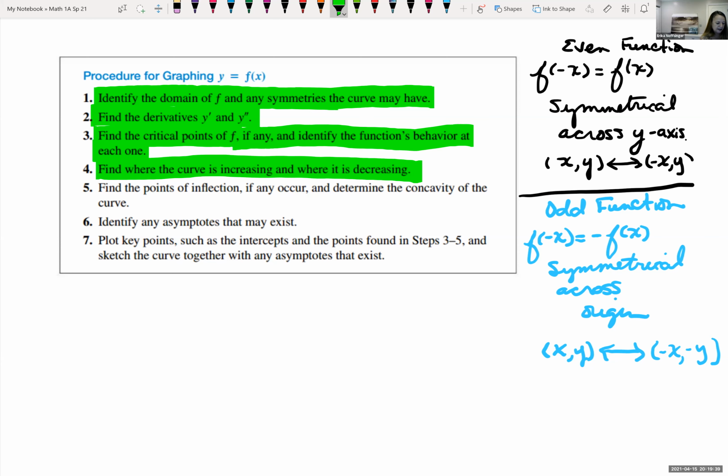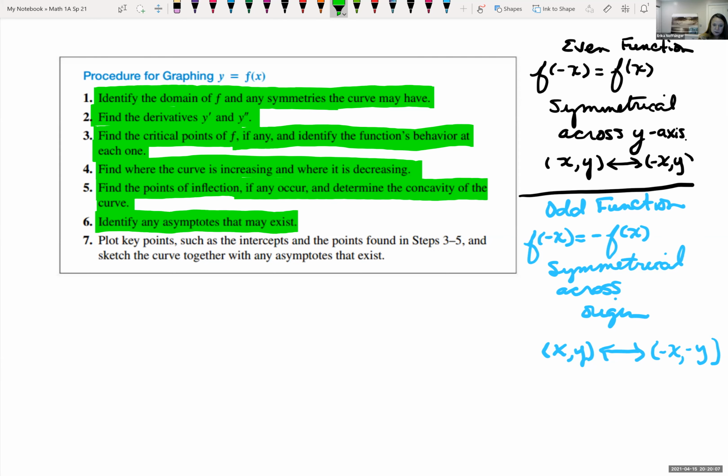That's basically how we can find what behavior is going on, by testing our intervals in the first derivative. We want to find our inflection points. That's using the second derivative, if any occur, and determining the concavity of the curve. So we test our intervals on the left and right of our possible inflection points and see if the second derivative is greater than 0 or less than 0.